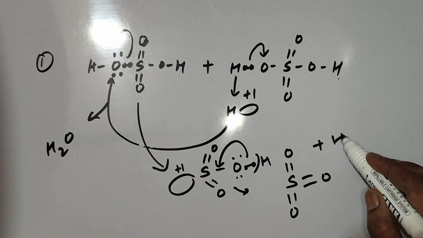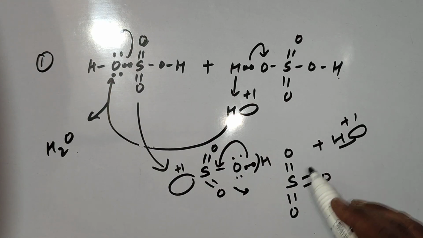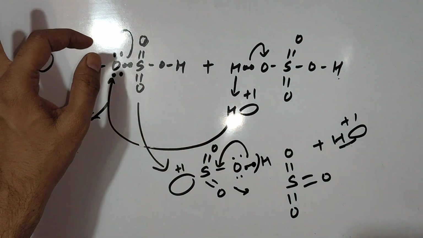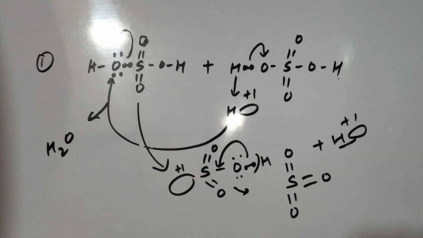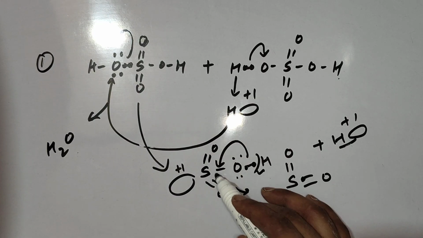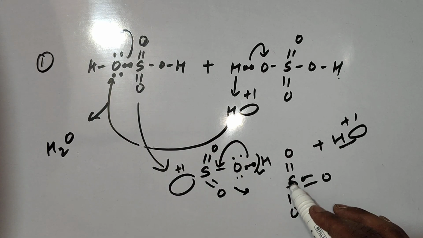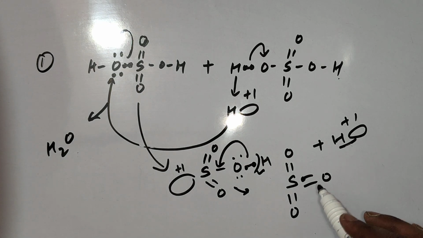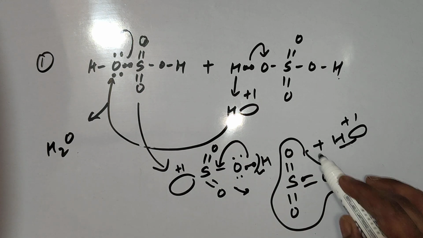And what will release out? H positive. What will this H positive do? It will attack on another particle of sulfuric acid and the same process will start. Now the sulfur positive charge will finish because it got one electron, this electron which was of hydrogen, now it got it in its orbital, so its positive charge will finish. This is known as sulfur trioxide gas. Now this is an electrophile.